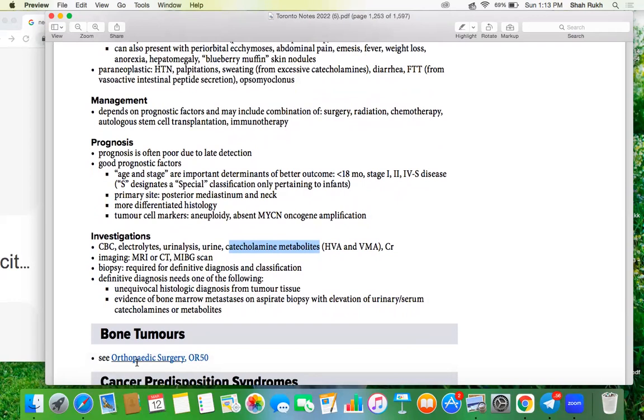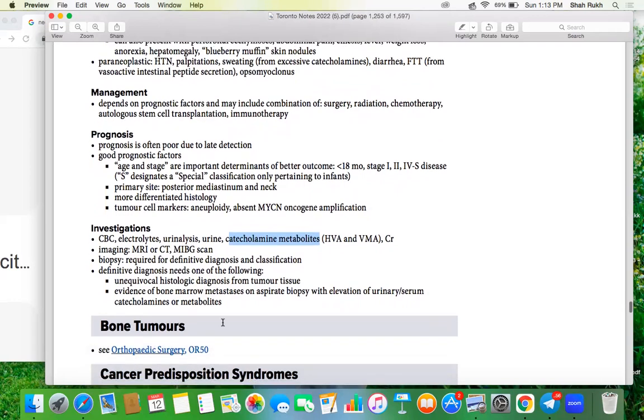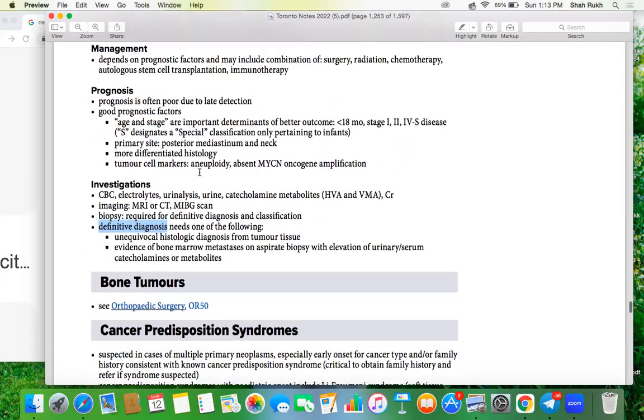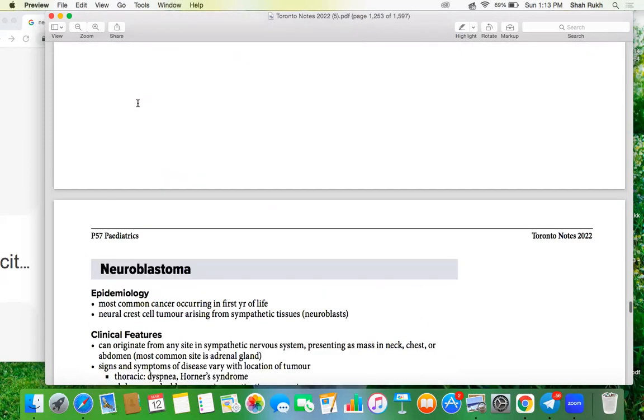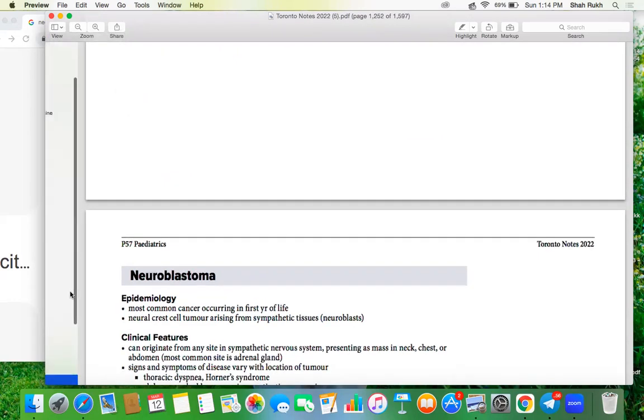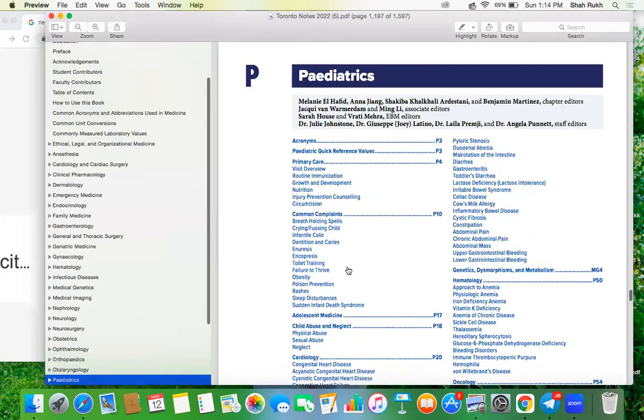Then a definitive diagnosis needs one of the following, like having tumor tissue on aspirate or biopsy. If they ask for definitive diagnosis, you are not going to write MRI, CT, MIBG scan, right? Here, the diagnosis is basically made on histology, so like having a biopsy, okay? So that is important. Just give it a read. Wilms tumor is more important than neuroblastoma, but I won't say just because you are doing Wilms tumor, miss neuroblastoma, okay?